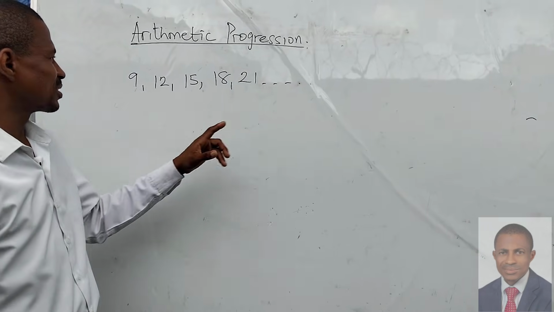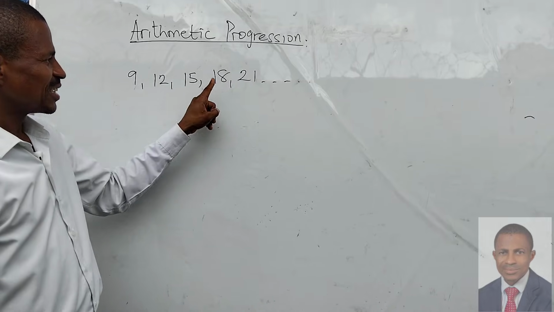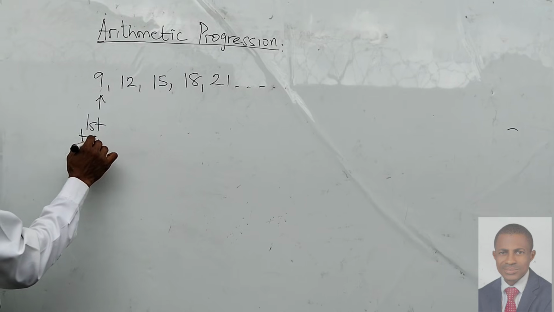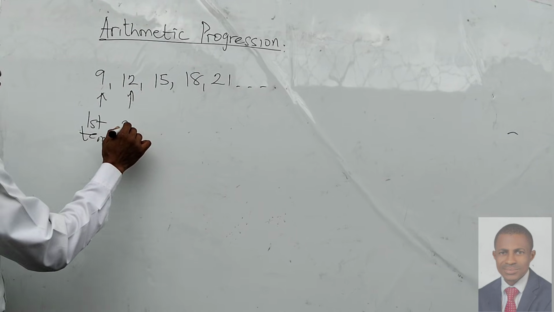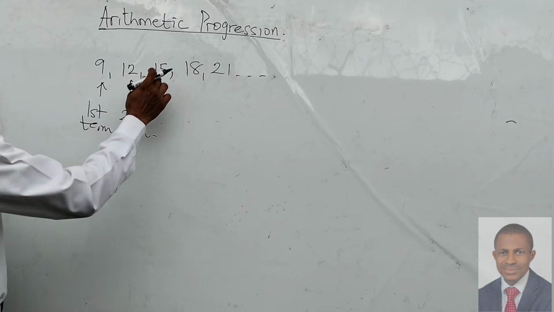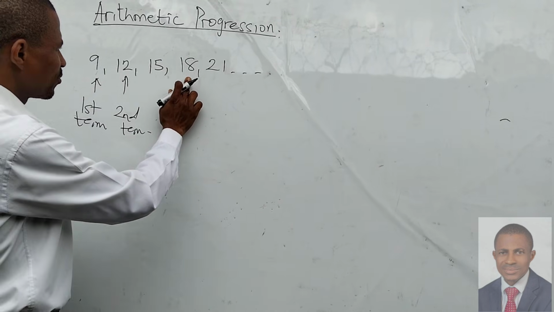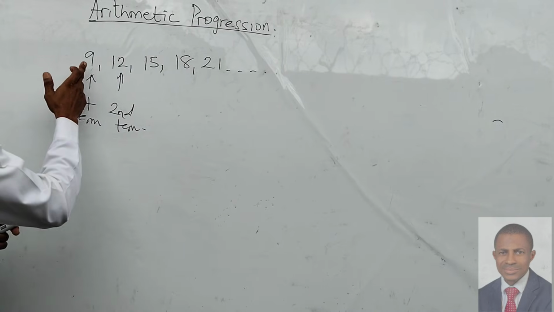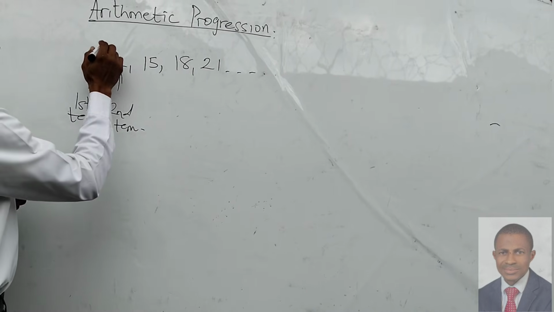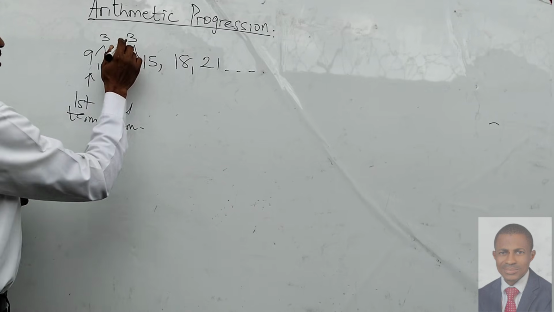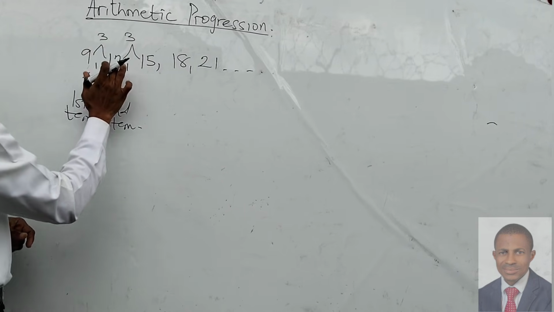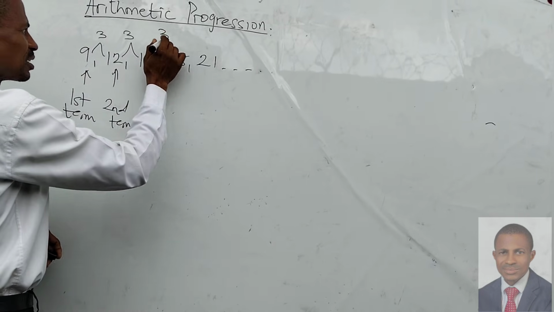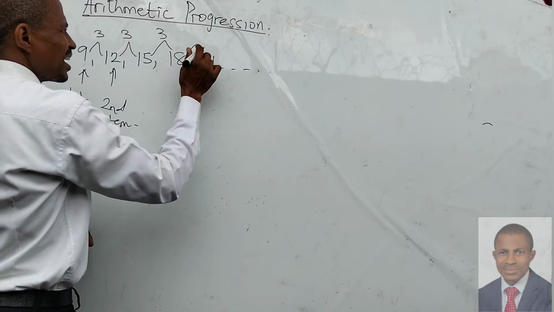If you have a sequence like this, 9, 12, 15, 18, 21, the first number is usually called the first term, while the second number takes the position of the second term. 15 will be the third term, 18 will be the fourth term, 21 will be the fifth term, and so on. Now, what is the difference between the first term and the second term? Here, the difference is 3. The difference between the second term and the third term is 3. The difference between the third term and the fourth term is 3. The difference between the fourth term and the fifth term is 3.